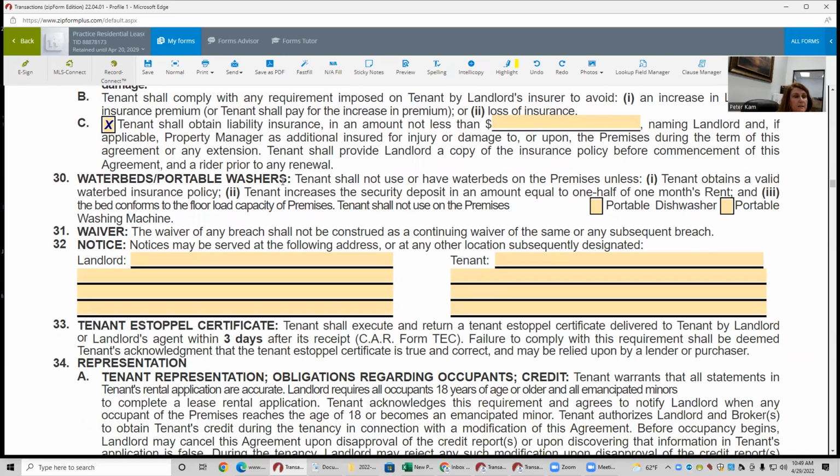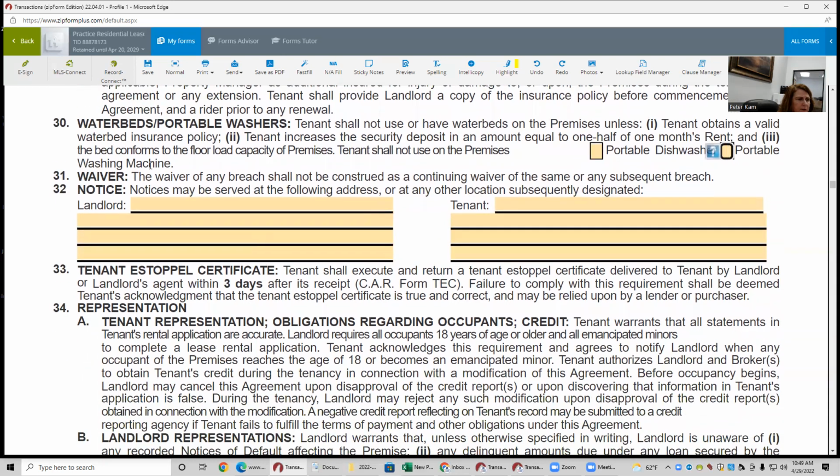Okay, so water beds and portable washers. This paragraph is kind of important because I've seen those portable washing machines, when my daughter was in college, they do make a mess with water. So for me, I would probably check both of these boxes for the landlord so that the tenant shall not use these on the premises, because we don't want water and then maybe somebody doesn't clean it up. But for me, on behalf of the landlord, I will explain it to him, and I will normally check these boxes so that there's no water on the floor. So these are very important.